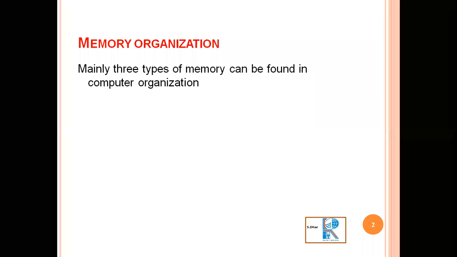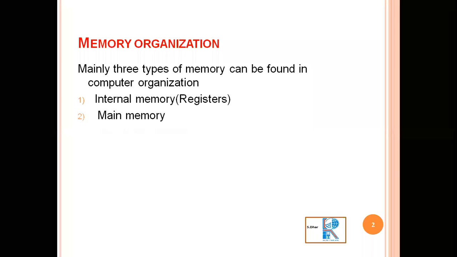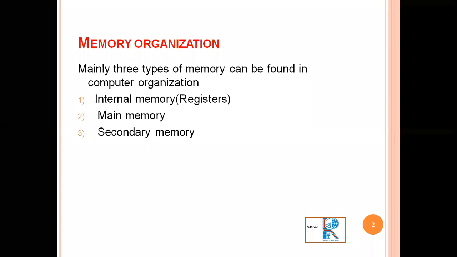I have already discussed in the introduction part and in the addressing mode part that there are mainly three types of memory. First one is the internal memory or registers. Second one is the main memory, and third one is the secondary memory. Clear? These are the three types of memory.